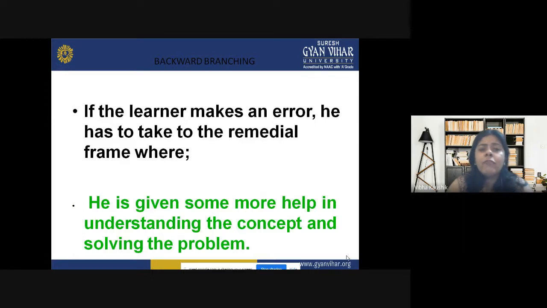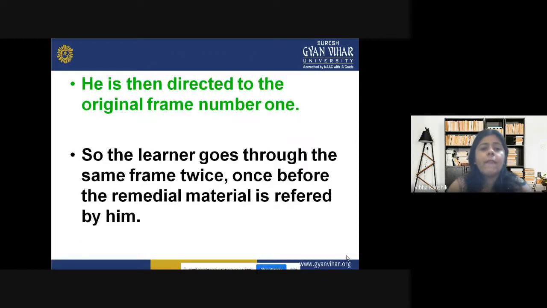The remedial frame will contain some concepts, some subject matter, detailed information other than what has been shared by the programmer, and that information will help the learner to understand the concept in a better manner and to solve the problems they are facing. He is then directed to the original frame number 1 after the remedial frame, in which he will get concrete information related to the topic, so that he can clear his doubts and clarify his problems.